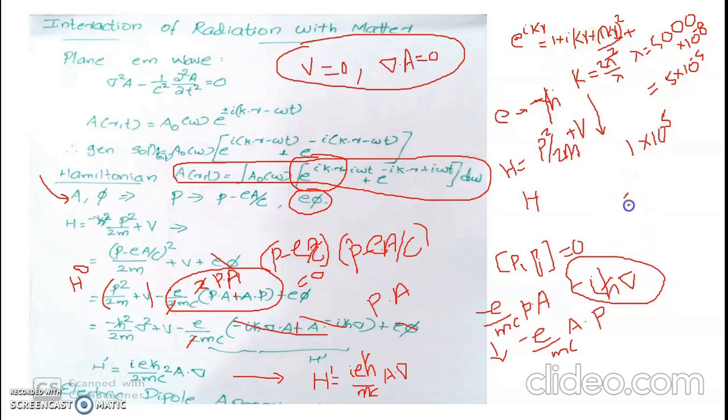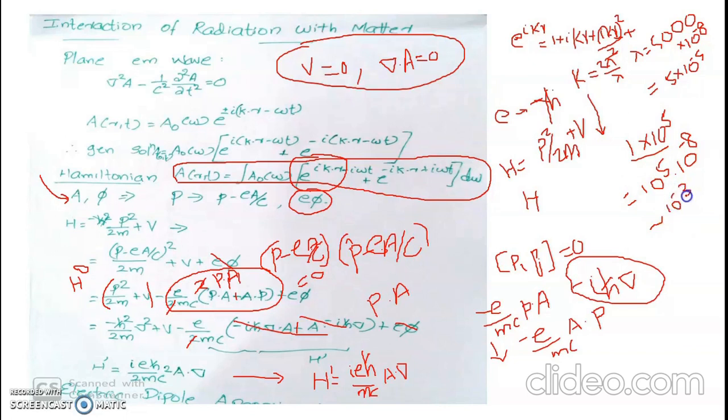K dot r will be approximately equal to, we have found this value of k of the order of 10 power 5, into r. R is approximately equal to the dimension of the atom. Dimension of the atom is of the order of 10 power minus 8 in centimeter. This is also known to you from the Rutherford scattering experiment. Atom has a dimension of the order of 10 power minus 10 meter, or in centimeter it is 10 power minus 8. So k dot r will have an approximate value of the order of 10 power minus 3.